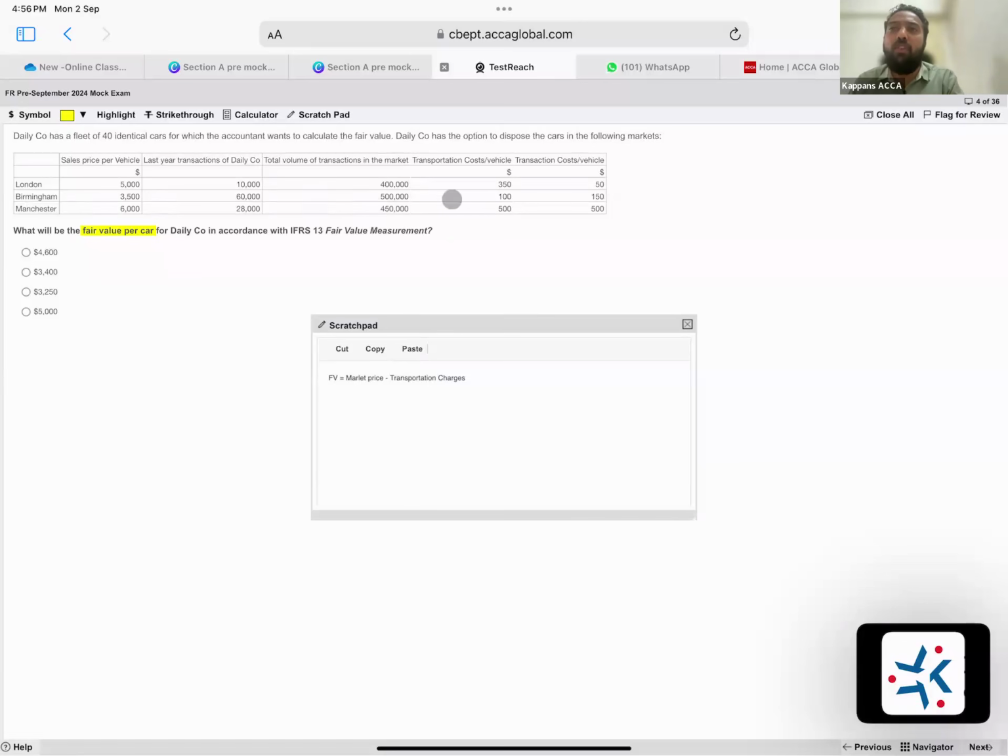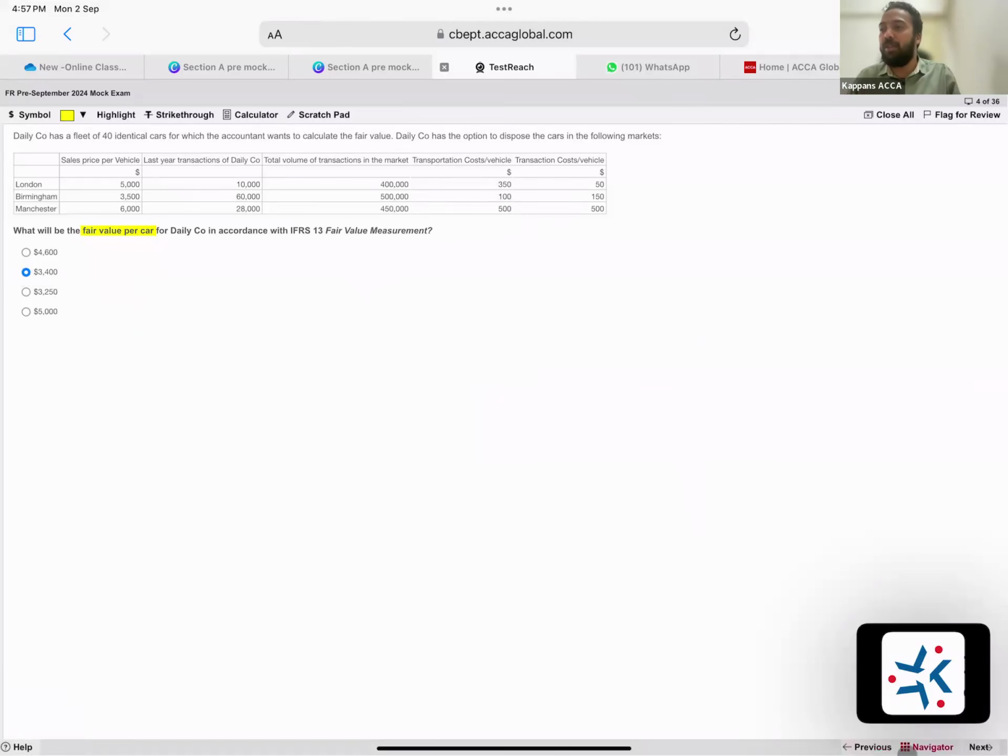So you have to pick out the information for the Birmingham market. So what's the market price in Birmingham? The sales price per vehicle in Birmingham is 3,500 minus transportation charge. Transportation cost is 100. Don't take transaction cost. So 3,500 minus 100 is equal to 3,400. This is a new type of question that has been tested in your FR exams. So 3,400 is the answer.